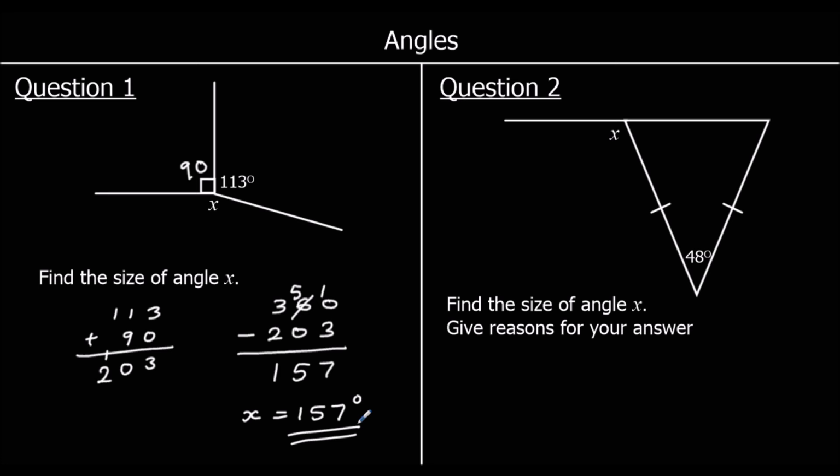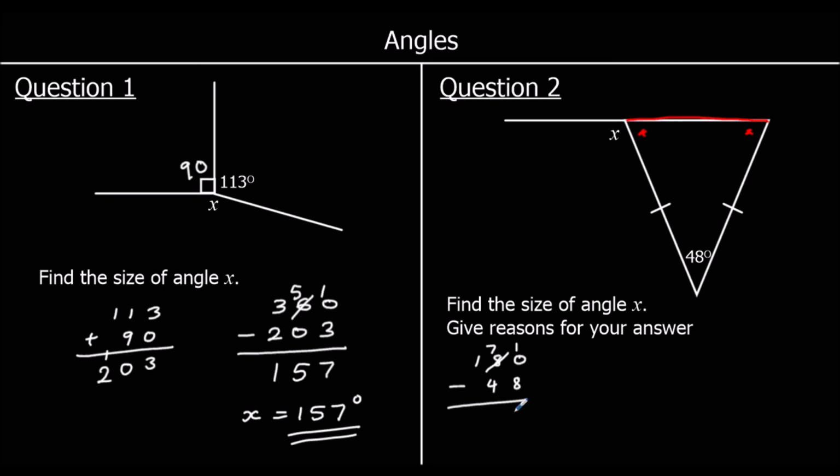Question 2. We have an isosceles triangle. So we've got two equal sides marked with the lines, and the other side is called the base. And the angles at the base of an isosceles triangle are equal. So these two angles must be equal. And angles in a triangle add up to 180 degrees. So if we do 180 take away 48, we can see what the two red angles have to add up to.